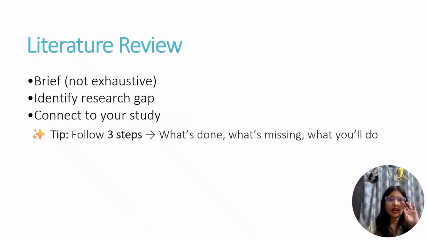Next is literature review. In a synopsis, the literature review should be short, just the essentials. Highlight key past studies and then directly point out the gap your research is addressing. Unlike in a dissertation, you don't need 20 to 30 pages. 1 or 2 pages is usually enough.